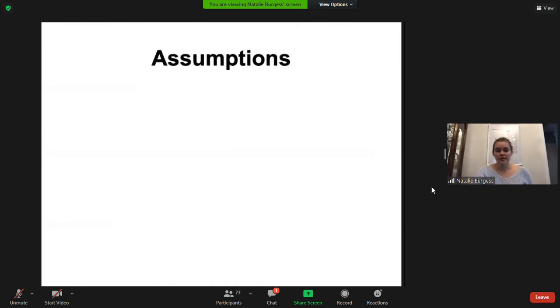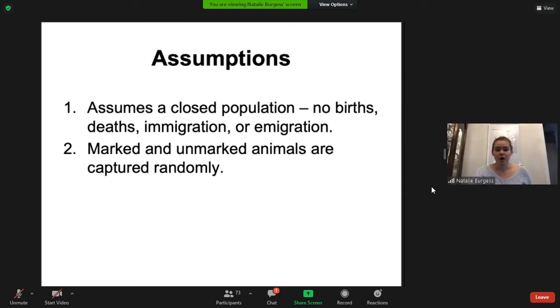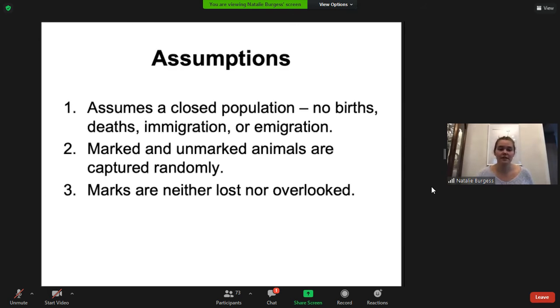So going over the assumptions that Noah was mentioning, the first one is a closed population. So you're assuming that there are no births, there are no deaths, there are no animals coming into the population, and there are no individuals leaving. The second is that marked and unmarked animals are captured randomly. And the third assumption is that the marks that you're using to identify these animals are neither lost nor overlooked. Can anyone think of some issues with these? And how time could play a role in violating any of these three assumptions?